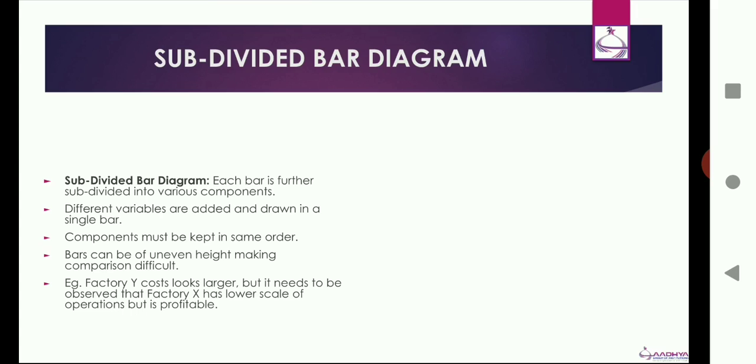The different variables are added and drawn up in a single bar, but the care that should be taken is that the components must be kept in the same order. The problem with this type of bar diagram is that it makes comparison difficult because the heights may be uneven.